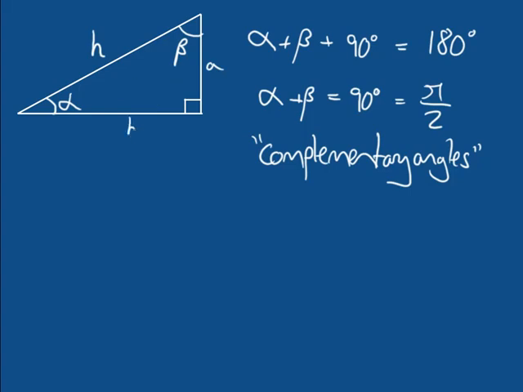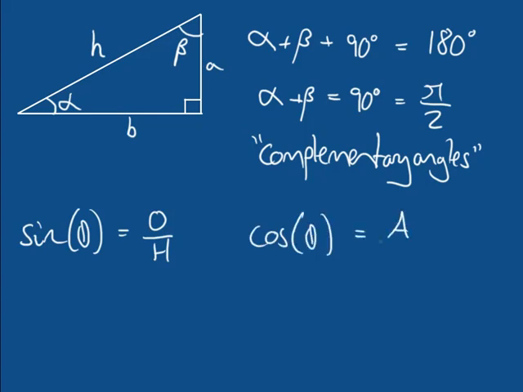I'm going to call the edge that's opposite alpha as A, and the edge that's opposite beta as B. So we've got our two trigonometric ratios, our sine and cosine ratios, and we know that sine of an angle is equal to the opposite over the hypotenuse, and that cosine of an angle is equal to the adjacent over the hypotenuse. So if we apply these to our right-angled triangle, hopefully we can see we're going to get four different relationships: sine of alpha, sine of beta, cosine of alpha, and cosine of beta.